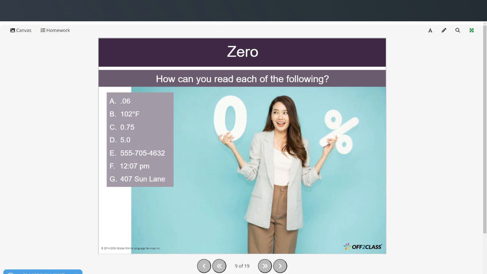All right, now practice repeating each of these numbers. 0.06, 102 degrees Fahrenheit, 0.75, 5.0, 555, 705, 4632, 12:07 p.m., and 407 Sun Lane.